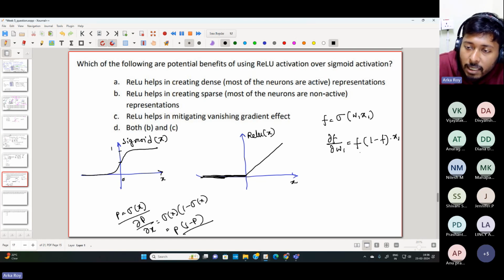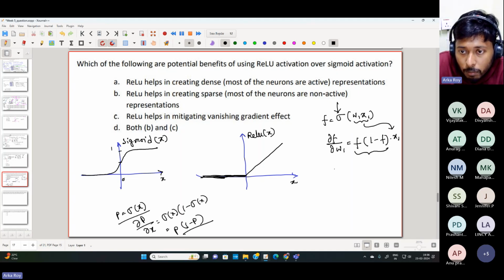So now you can see that due to this particular sigmoid function, you are getting this particular term, and for this w1 x1, you are getting this term. So your activation function should always be differentiable.